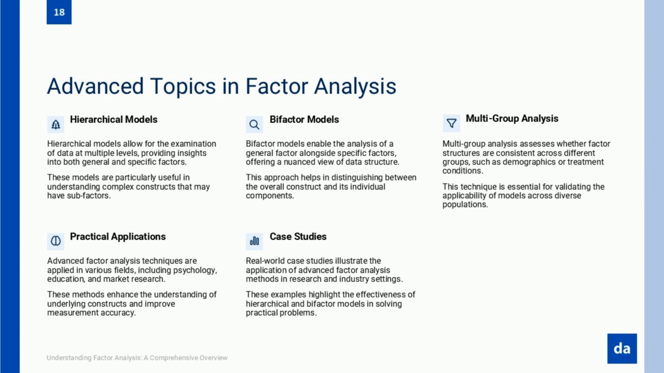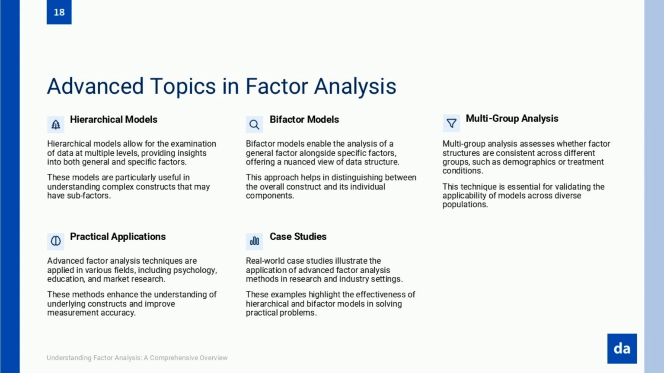One of the most powerful extensions is the bifactor model, which allows for both a general factor, like intelligence in IQ tests, and multiple subfactors, like verbal and spatial reasoning. Instead of forcing variables into a single layer of grouping, bifactor models separate overarching influences from more specific ones, giving a clearer, more nuanced picture of the data.